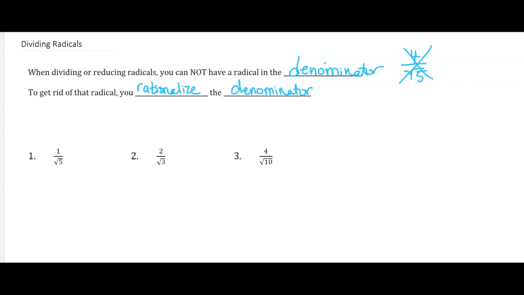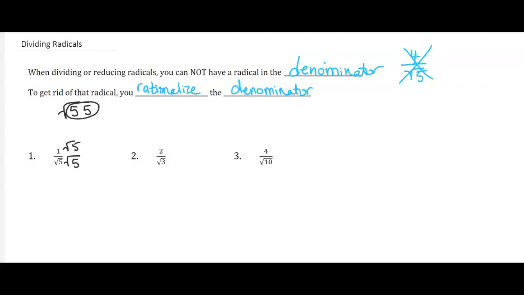Okay, so what happens is, let's look at number 1. In order to take the square root of 5, remember, you have to have pairs of something. So I'm missing a 5. So I'm going to add another one down here. Well, it's similar to getting like terms or common denominators when you're working with fractions. If I multiply the bottom by something, I have to multiply the top by something.